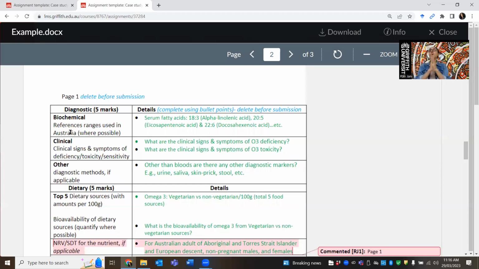Wherever possible, try to use the Australian one, because you're making a resource which would help you in your placements and things like that. So, okay, try to use the Australian one that you can use in your clinical practice. Yeah. When we all submit this, are we able to share everyone's?